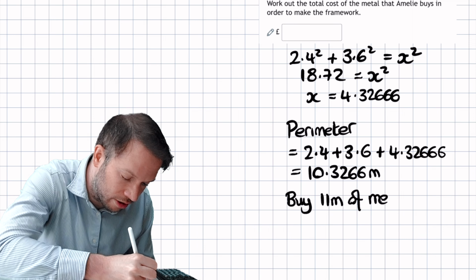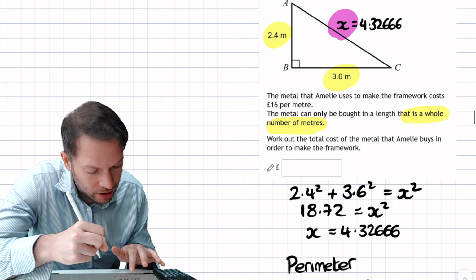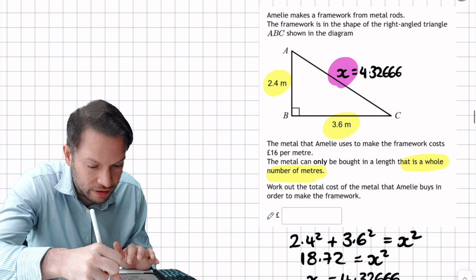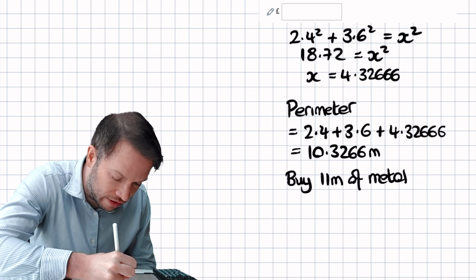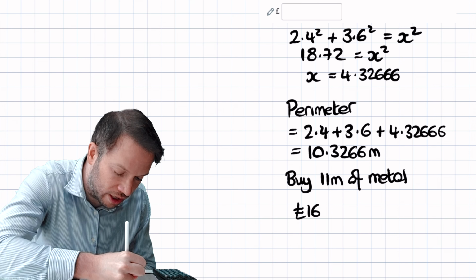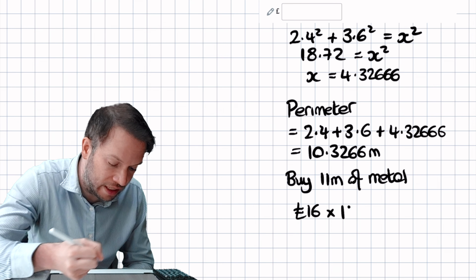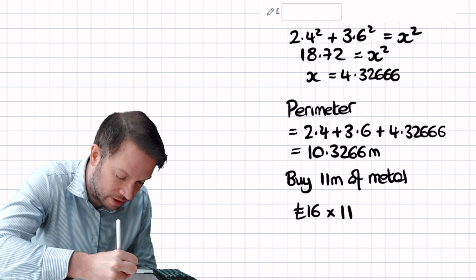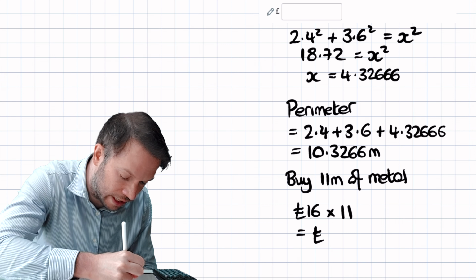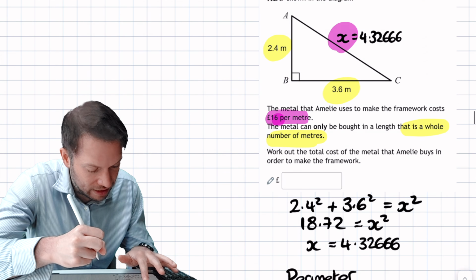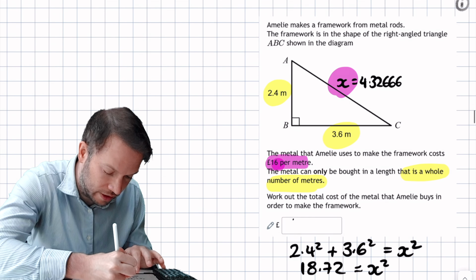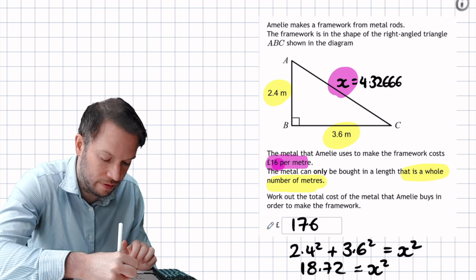And because we now know the amount of metal we need, and we know the cost, it's £16 per metre. So we can just do £16, and we're timesing that by 11 because we're buying 11 metres, and each metre costs £16. And that's going to be £176. And is that the final answer? Yeah, we want the total cost of the metal, which is 176. And that is the final answer.